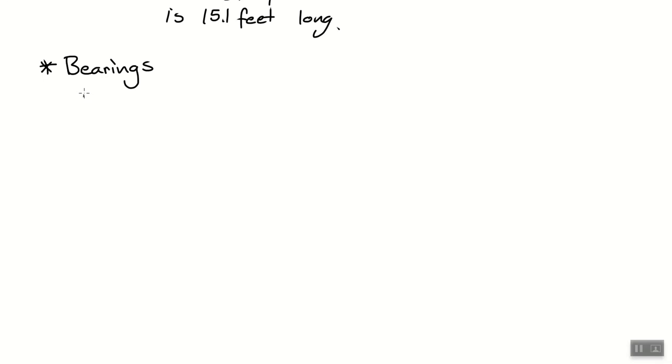Now, for nautical purposes, nautical just means water-based, the way that these are going to look. As we're looking at bearings, you have north or south, and I'm going to write it like this. North or south is where we start at.